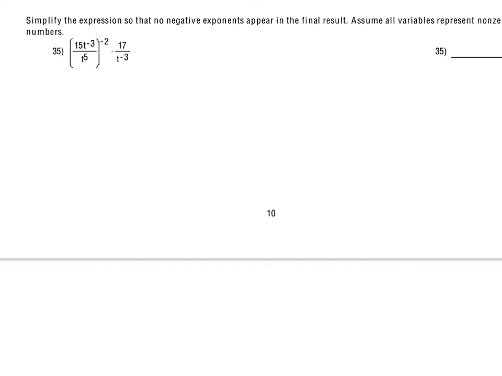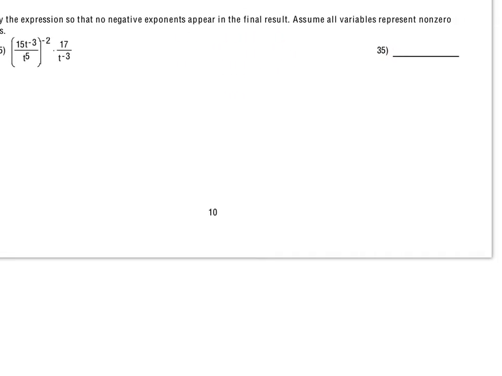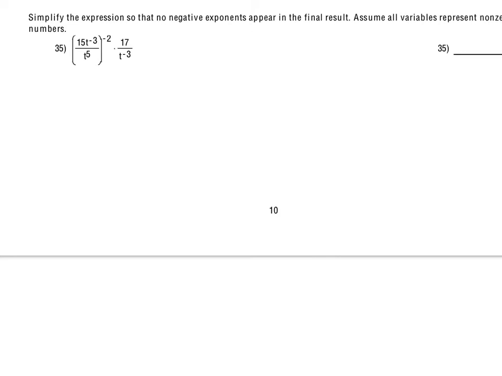Today we're continuing our work with our FSTA final study guide. We begin with simplifying some exponential expressions. When we do that, of course, we do want to make sure that there are no negative exponents in that. We're going to assume that all variables represent non-zero numbers for this.